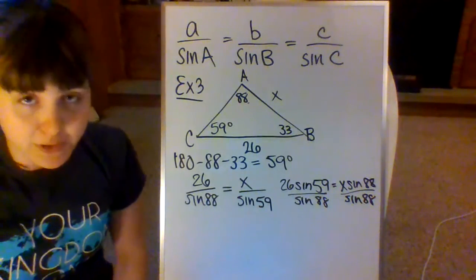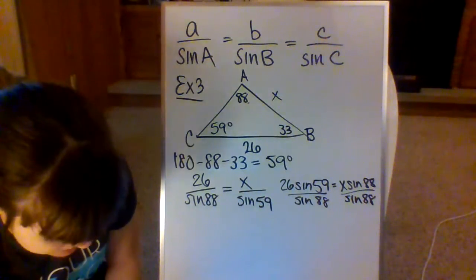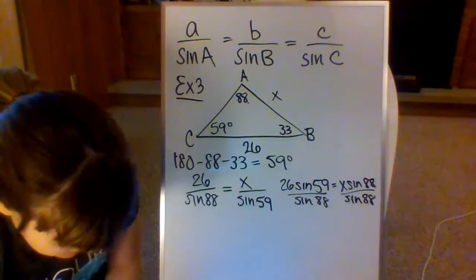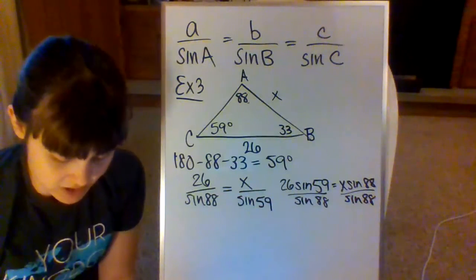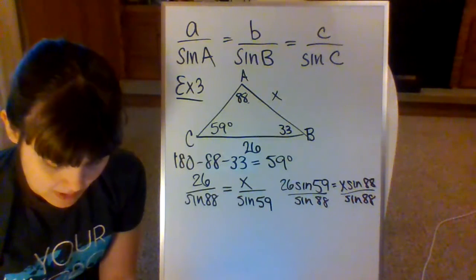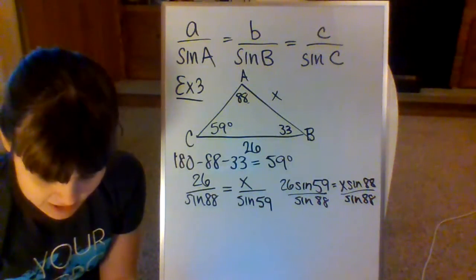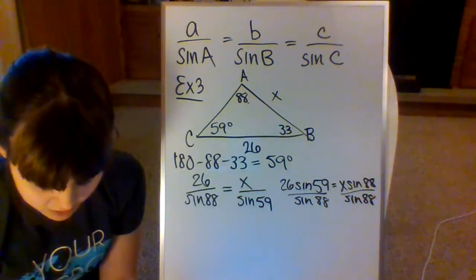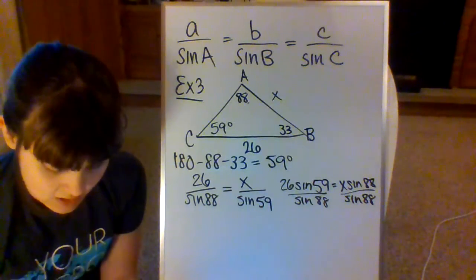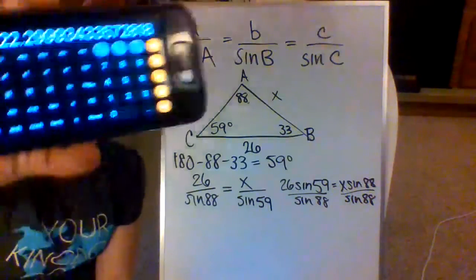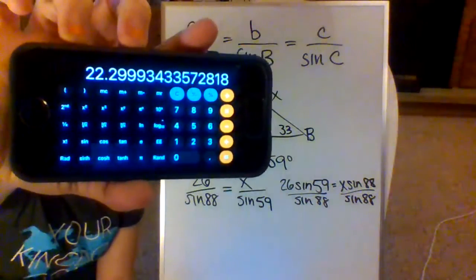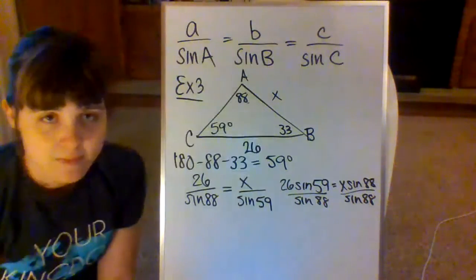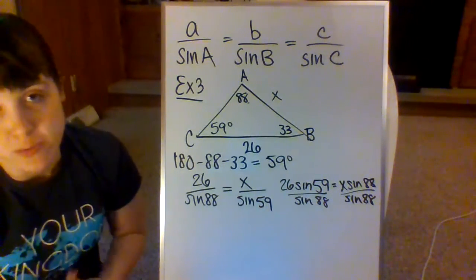Alright, so on your phone calculator, first we're going to do 59 sine, then times 26 divided by 88 sine equals. And we're going to round this one to the nearest tenth because, as you can see, that's a lot of nines there. So 22.3. Okay, so x equals 22.3.